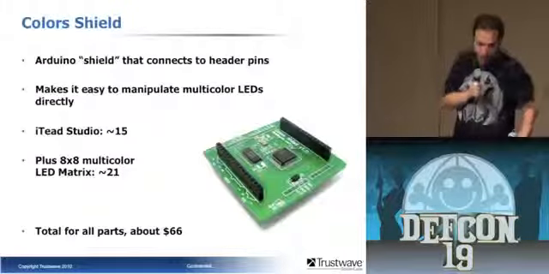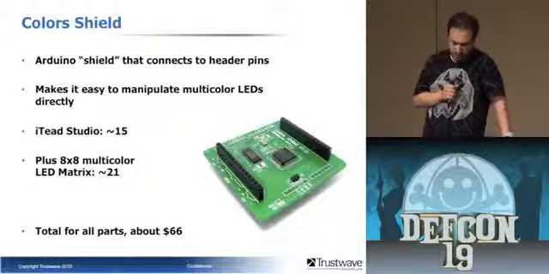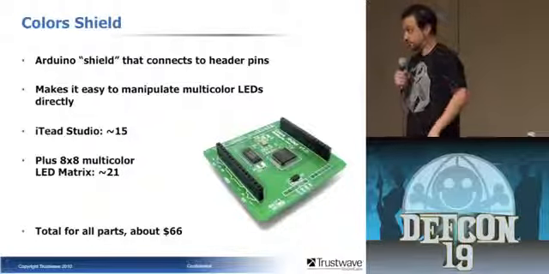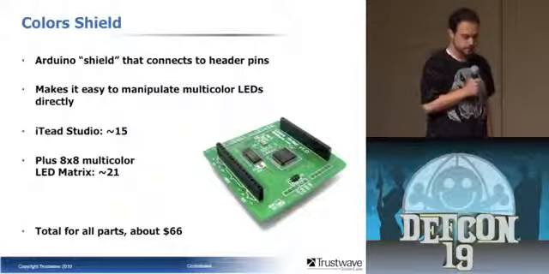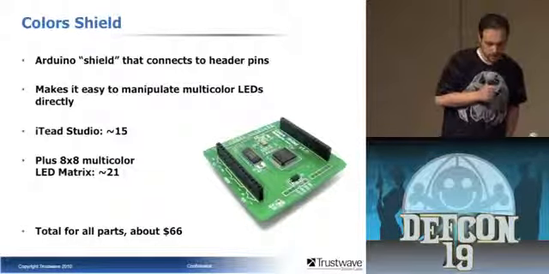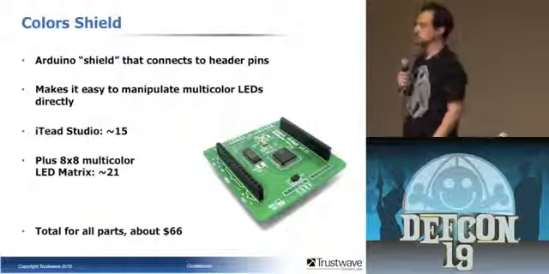There's also something called a color shield. This is a really cool little thing. The add-on things for Arduino are called shields. So when you see the word shield, that means it's an add-on board for the Arduino. And this one is a shield that has a chip on it to control LEDs. So it makes it very easy.